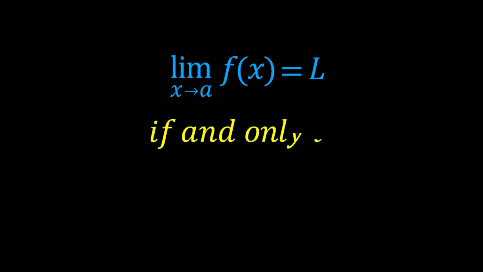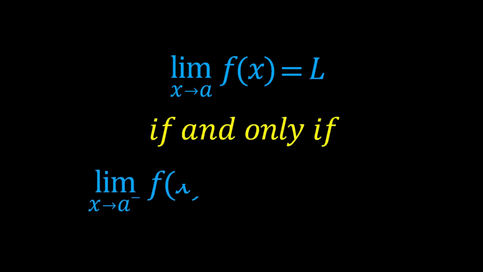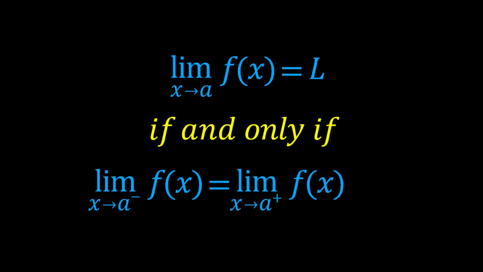Getting DNE for a limit brings up an important logical property, that being the limit of f of x as x approaches a, where a is just some value, is equal to some value L if and only if the left-hand limit of f of x as x approaches a is equal to the right-hand limit of f of x as x approaches a, and both these limits are equal to the same value L as before. So what the heck did I just say?